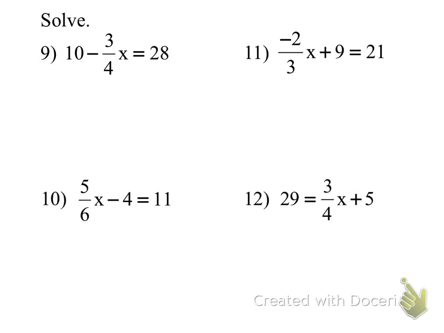All right. So I'm going to do one of these and you'll do one. Let's do number 9. So what do we do first? Yes. Subtracting 10, subtracting 10. I get -3/4 x equals 18. Next step. Multiply by what?